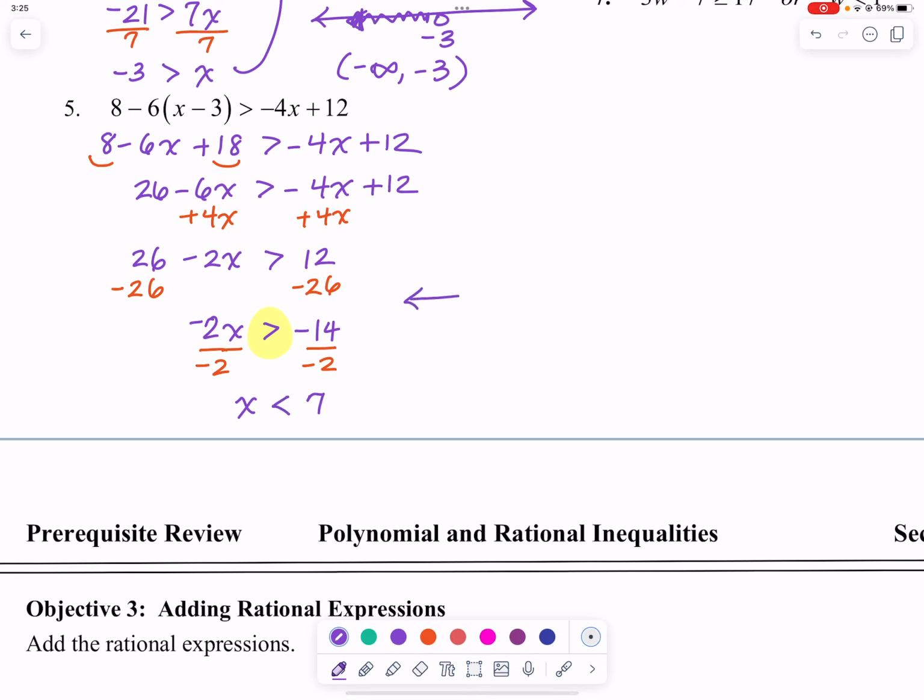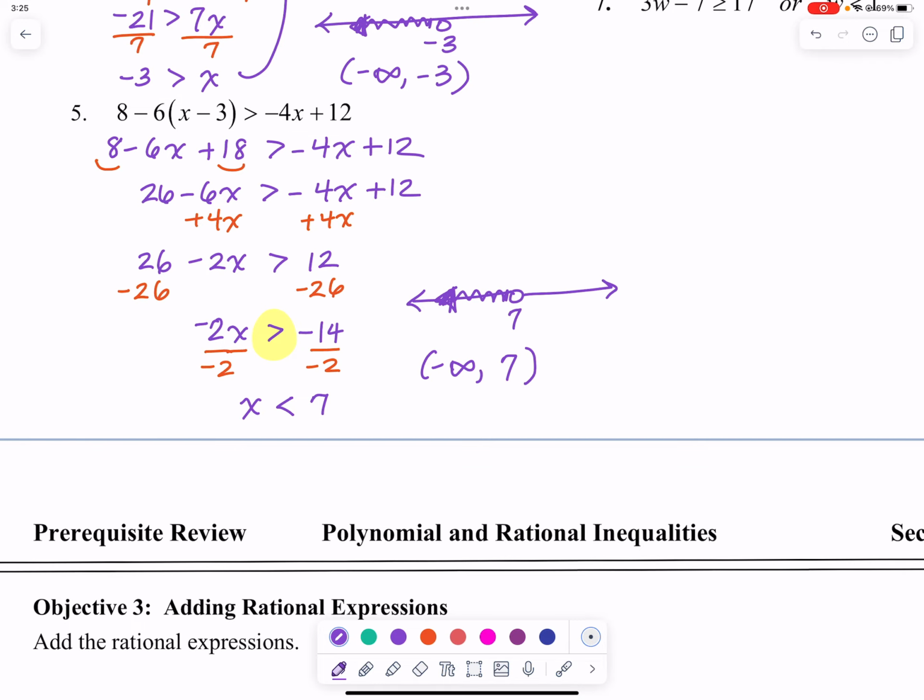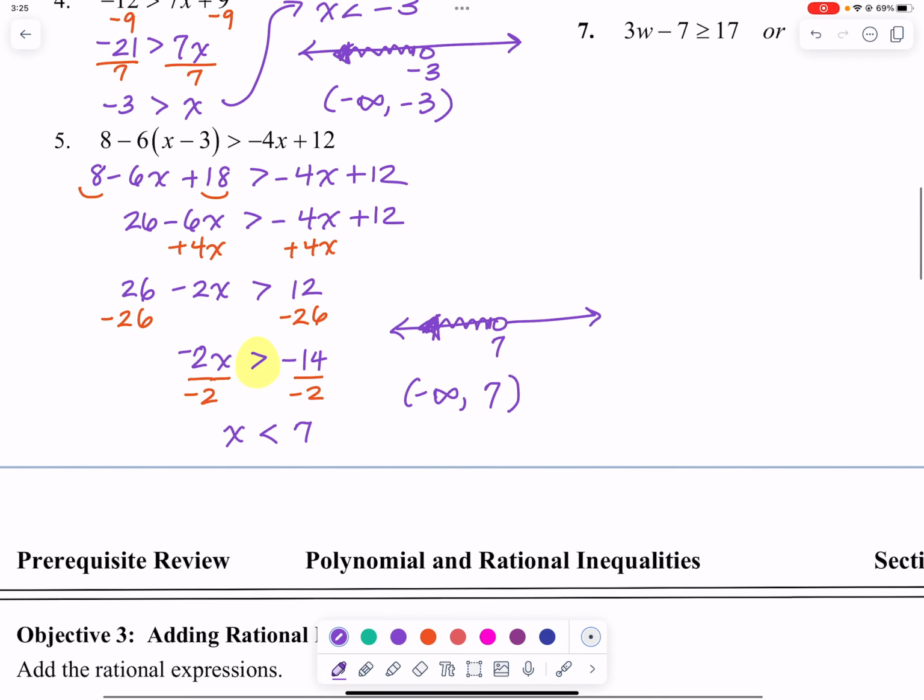So our number line, we have 7, and we want everything less. Our left bound is -infinity. Our right bound is 7, and we do not want to include 7.